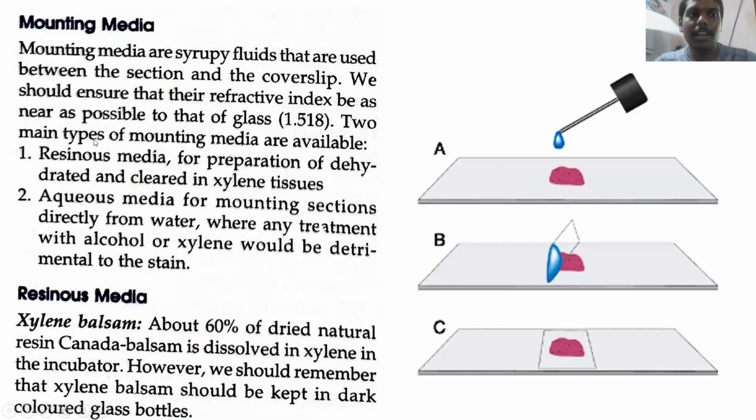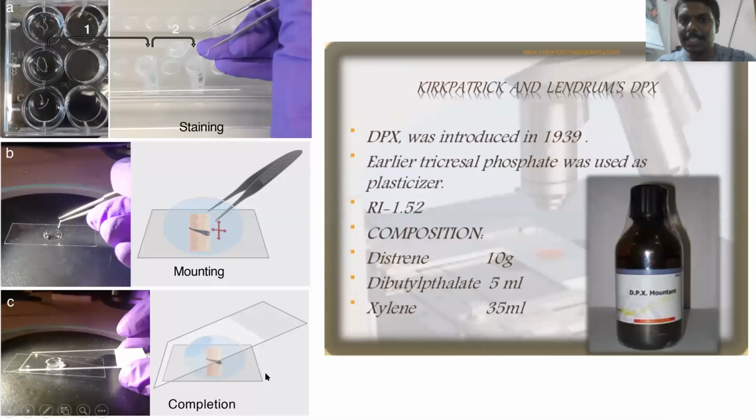Two main types of mounting media are used regularly: one is resinous media and the other is aqueous media. Resinous media is used for dehydrated and xylene-cleared tissues, whereas aqueous media is used for sections directly from water. Usually aqueous media is used for histochemical sections, whereas our regular histopathology sections will be subjected to resinous media only. An example of resinous media is xylene balsam, or we can also use DPX, dextrin phthalate xylene. So let us see the DPX.